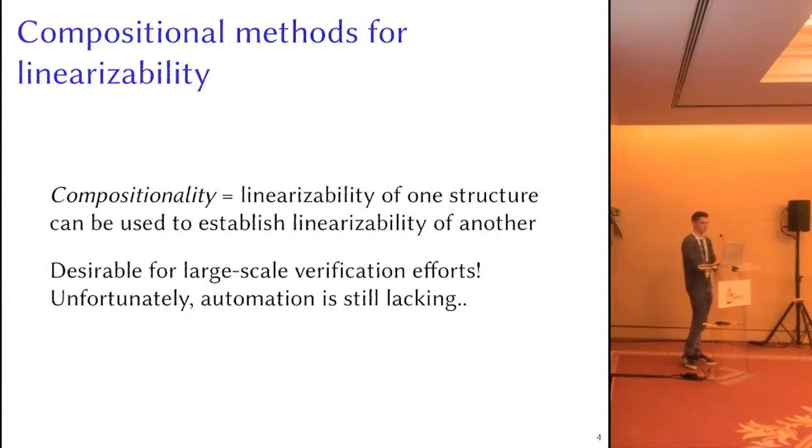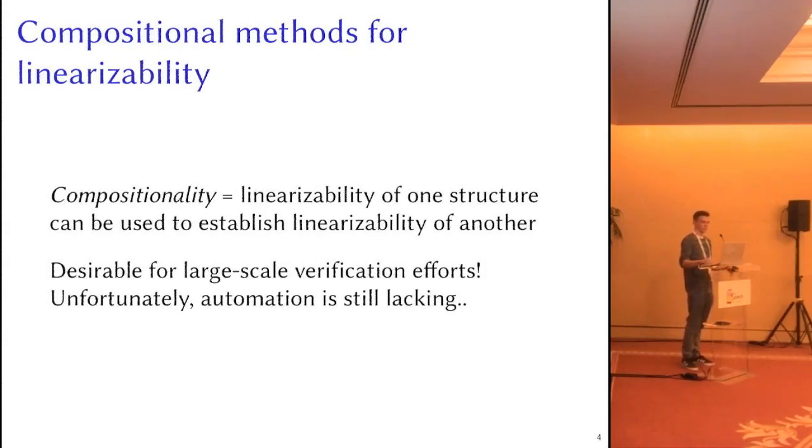So why do we care? What does compositionality even mean in this setting? Here we define compositionality as being able to use the linearizability of one data structure to prove that another data structure is linearizable. And this becomes relevant when you're doing large-scale verification efforts. And especially in these large-scale verification efforts, you really care about having some degree of automation. So that's what this paper is about.